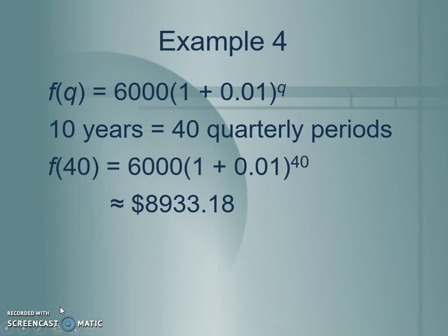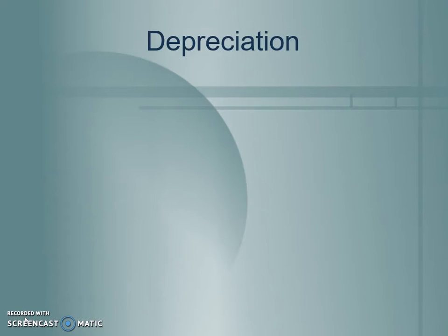And then finally, we have example 5, which is on depreciation. So the value of many items decreases by the same percent each year. This is depreciation and can be modeled by an exponential decay function. So maybe you've heard that you shouldn't buy a new car because it depreciates so quickly, it's not worth it. It starts depreciating as soon as you drive it off the lot.